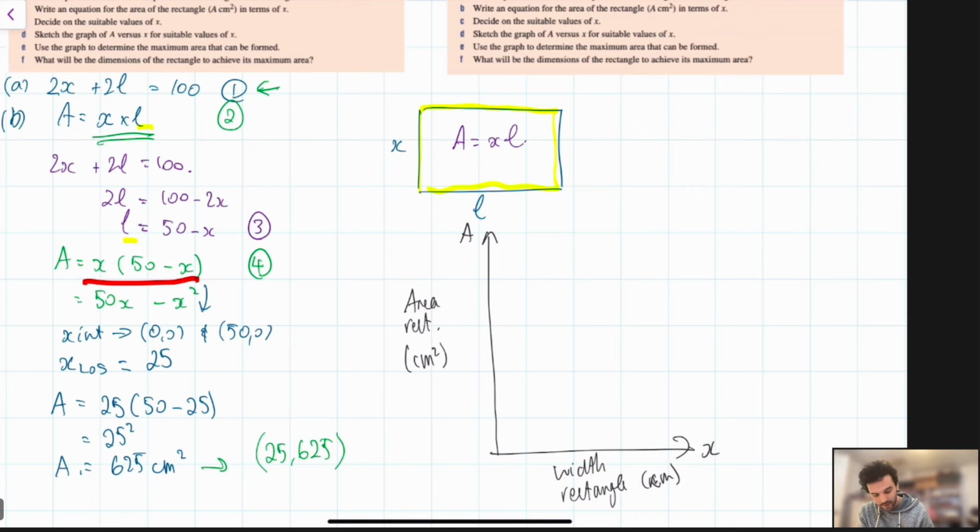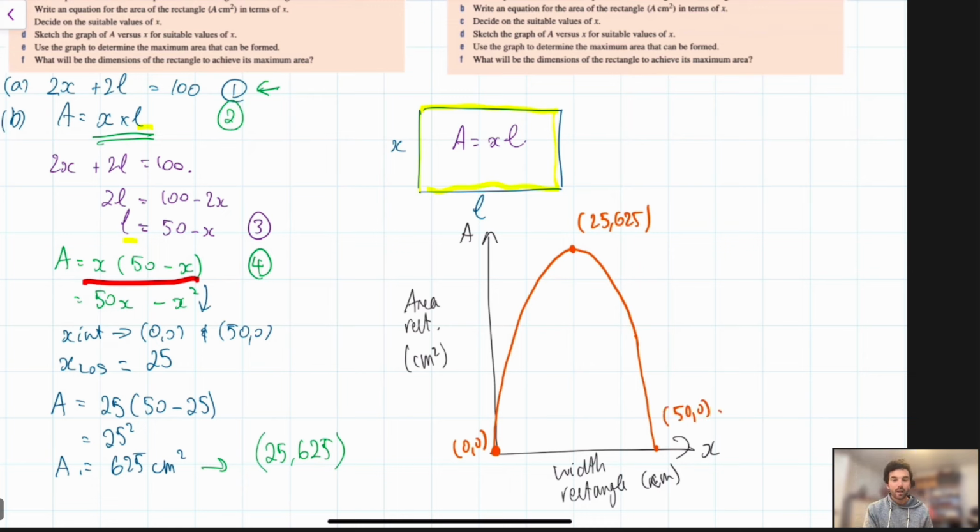So now let's put in our key points. We know that there is an x-intercept at (0, 0) and also (50, 0). We also know there's a turning point halfway around here. Now we need to draw some kind of parabola like that, and let's label what those are. Okay, so we've sketched the graph.